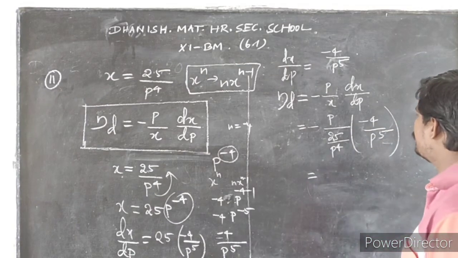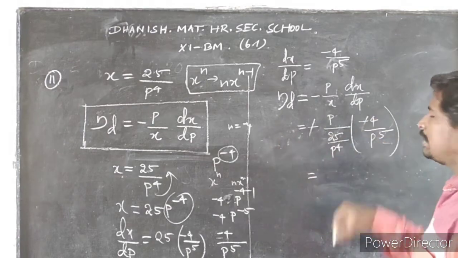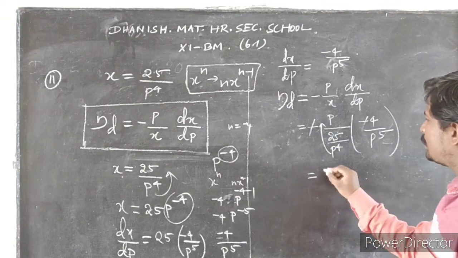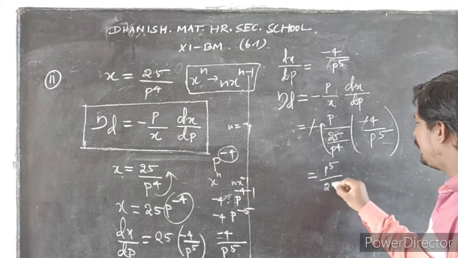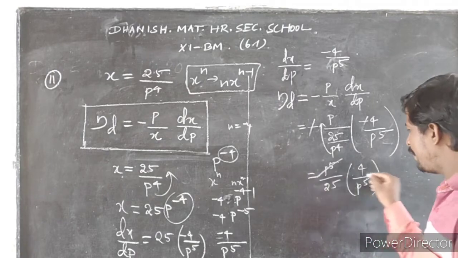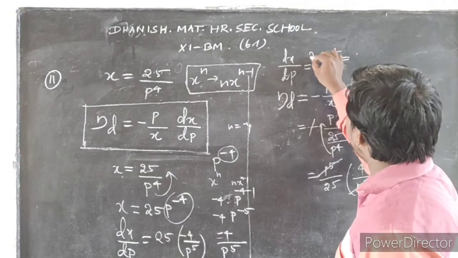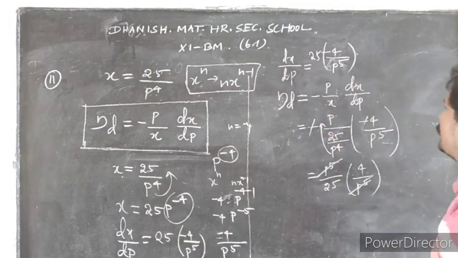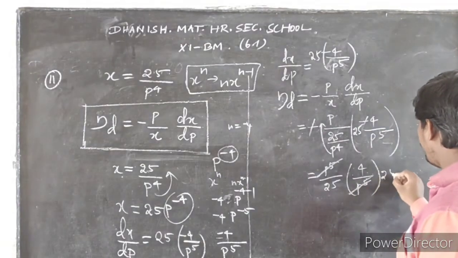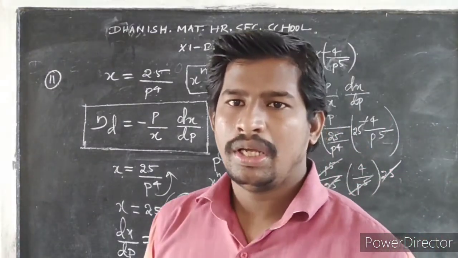Now this is equal to minus into minus, plus. So this p power 5 will move to the numerator. So we will have p power 5 by 25 into 4 by p power 5. So p power 5 will get cancelled. Here we have 25 over here, so 25 will get cancelled. What's the remaining? 4. So 4 is the required answer.